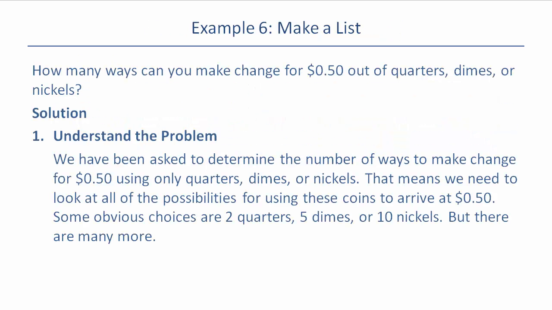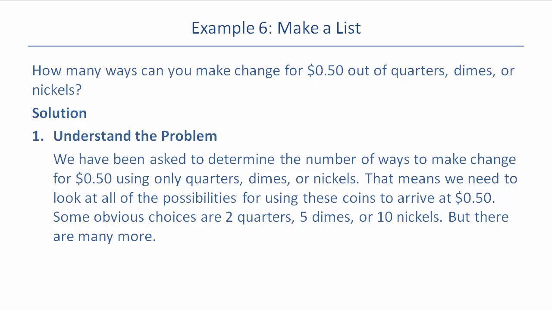All right, our next example. How many ways can you make change for 50 cents out of quarters, dimes, or nickels? Make a list, guess and check, or guess and test, if you want to call it that, would also work. Because really, again, there's really no math to do here. It's just a matter of brute force, writing out all the different combinations. Start with, okay, if it's just quarters, it's 2 quarters. If it's just dimes, it's 5 dimes. If it's just nickels, it's 10 nickels.